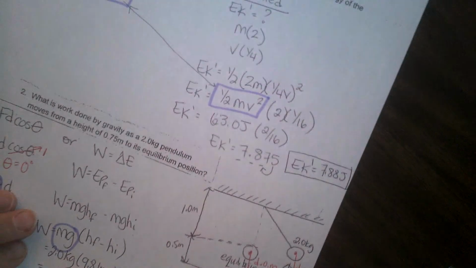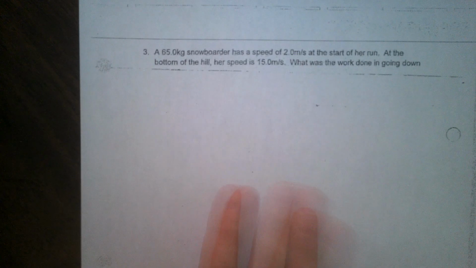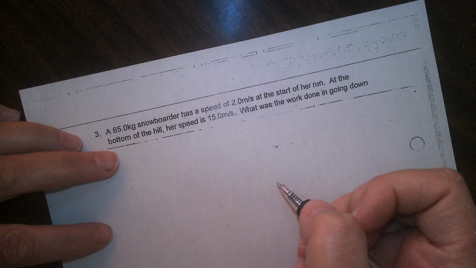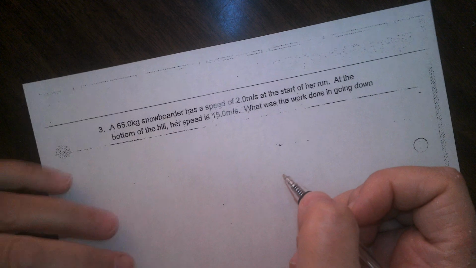If we look at the third page, a 65 kilogram snowboarder has a speed of 2 meters per second at the start of her run. At the bottom of the hill, her speed is 15 meters per second. What was the work done in going down?